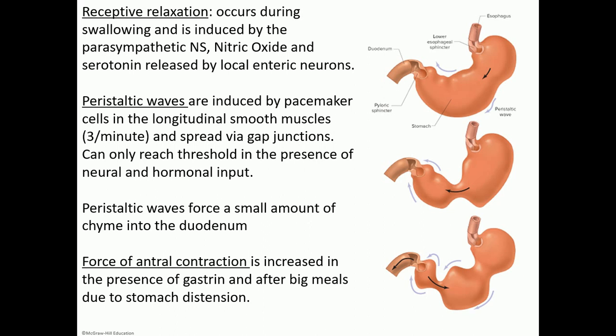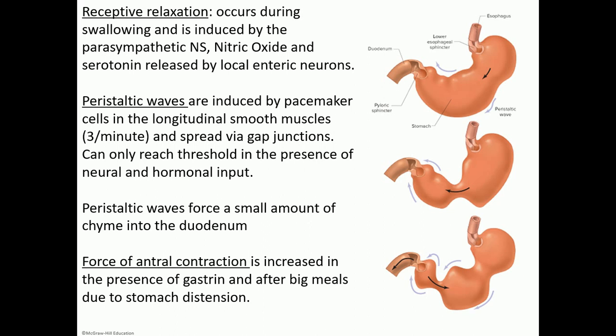Now, how is it that we tell the stomach to stop moving because we are going to start eating? That process is known as receptive relaxation. It is initiated by swallowing and the stimulation of the parasympathetic nervous system. That is going to release, through these local neurons in the small intestine, nitric oxide and serotonin. Both of these are smooth muscle inhibitors. So that is going to inhibit the smooth muscle so that it can relax and receive the food.